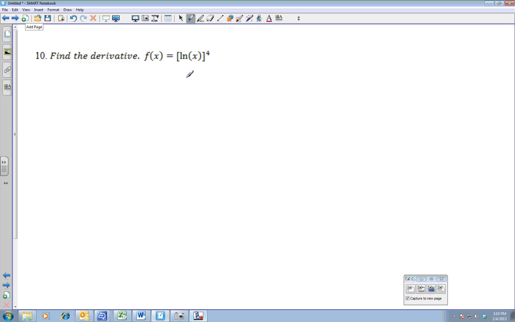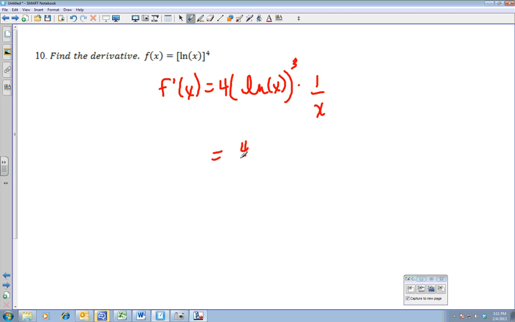Okay, this one I have to use another rule. This is an example of the chain rule. Remember what the chain rule says. Okay, f prime of x equals, bring down your exponent, keep the inside, subtract 1 from your exponent, times the derivative of the inside. The derivative of natural log of x is 1 over x. So really the only way you could rewrite this, you can leave it like that, or you might see it like this.